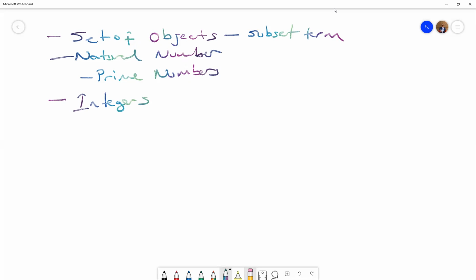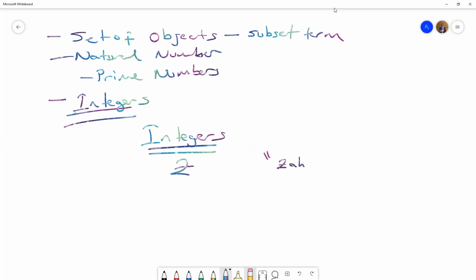Now, next one I write here, integers. Here we show integers by Z. So where can we find the integers? By the way, why do we use Z for integers? In German, Zahlen means numbers. So this comes from German. Maybe you know German or Deutsch.